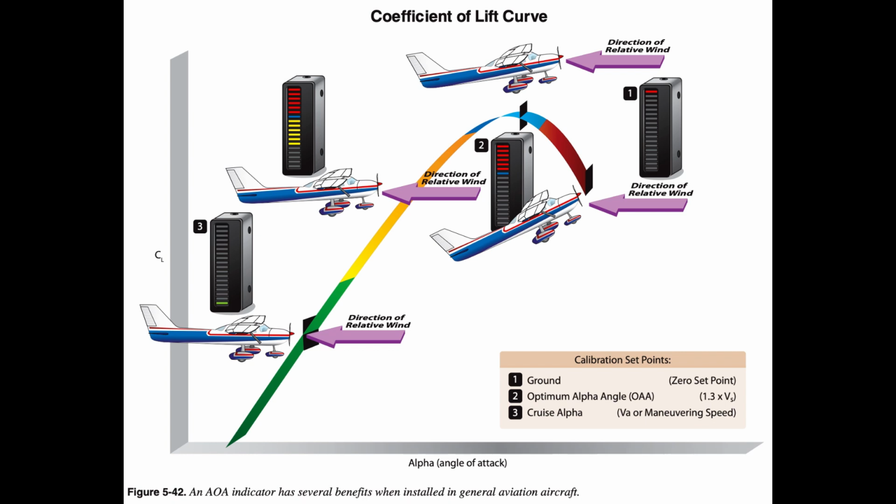An AOA indicator can have several benefits when installed in general aviation aircraft, not the least of which is increased situational awareness. Without an AOA indicator, the AOA is invisible to pilots. These devices measure several parameters simultaneously and determine the current AOA, providing a visual image to the pilot of the current AOA along with representations of the proximity to the critical AOA. Figure 5.42.